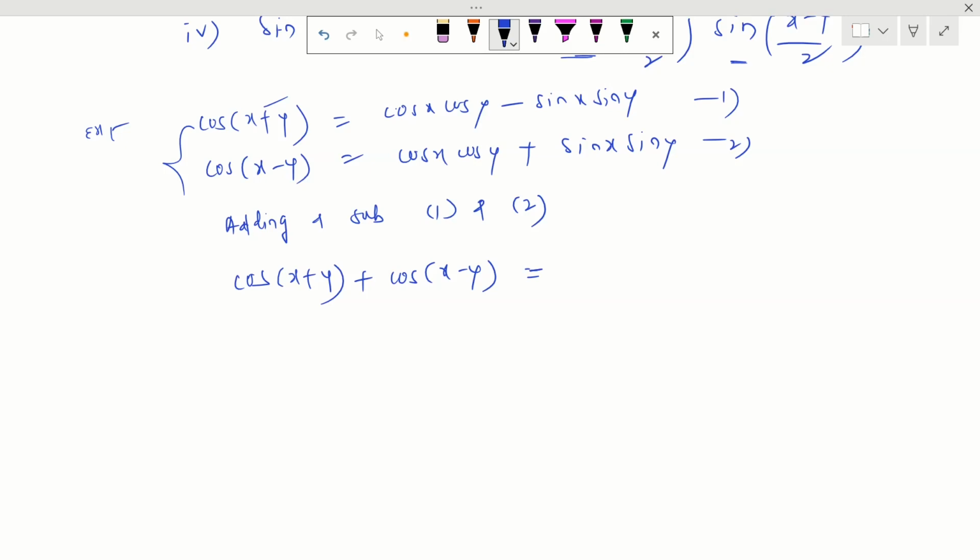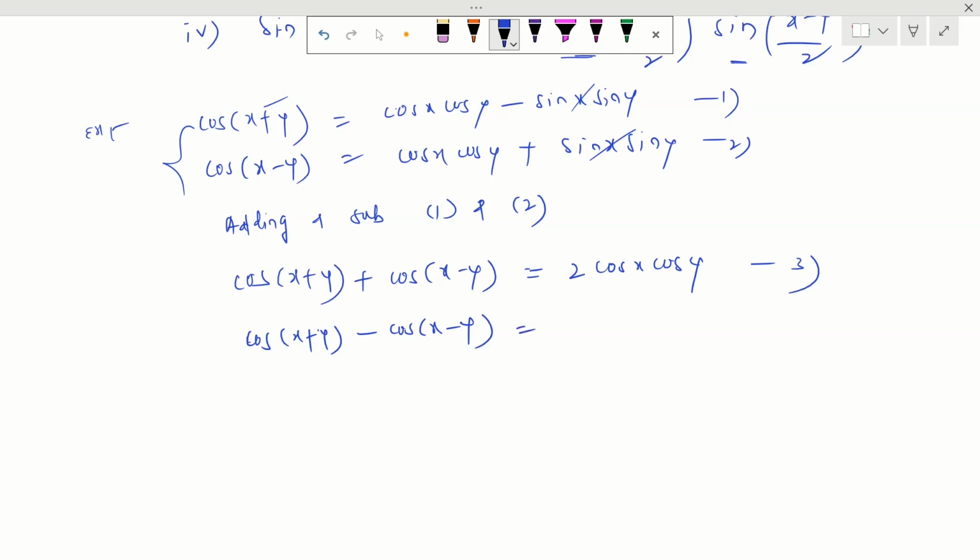When we are adding these two terms, these two terms will get cancelled, then 2 cos x cos y will remain. Is it right? So this is equation number 3. Now suppose we are subtracting these two equations, cos of x plus y minus cos of x minus y.